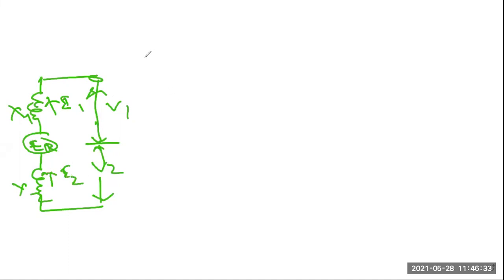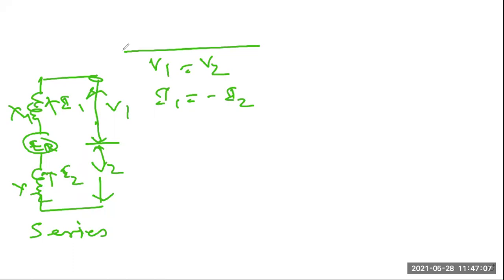Now, could you please tell whether this expression is valid: V1 equals V2 and I1 equals minus I2? From this network, as you suggested a few minutes back, this will be a series connection. Whether these expressions are valid? In case of series connection, current will be the same, but voltage differs. But we have to satisfy this particular expression.